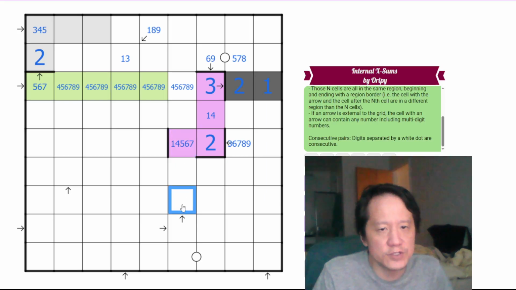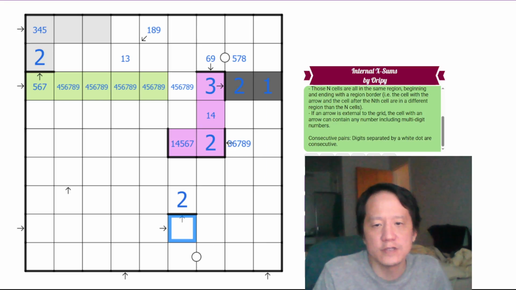So if this is 3, that would force this all to be pink. And we would have a repeat here. So this cannot be 3. It can't be 1. This has to be a 2 then also. And is its own region. We're going to make this, I guess, yellow. And this will make orange, I guess.